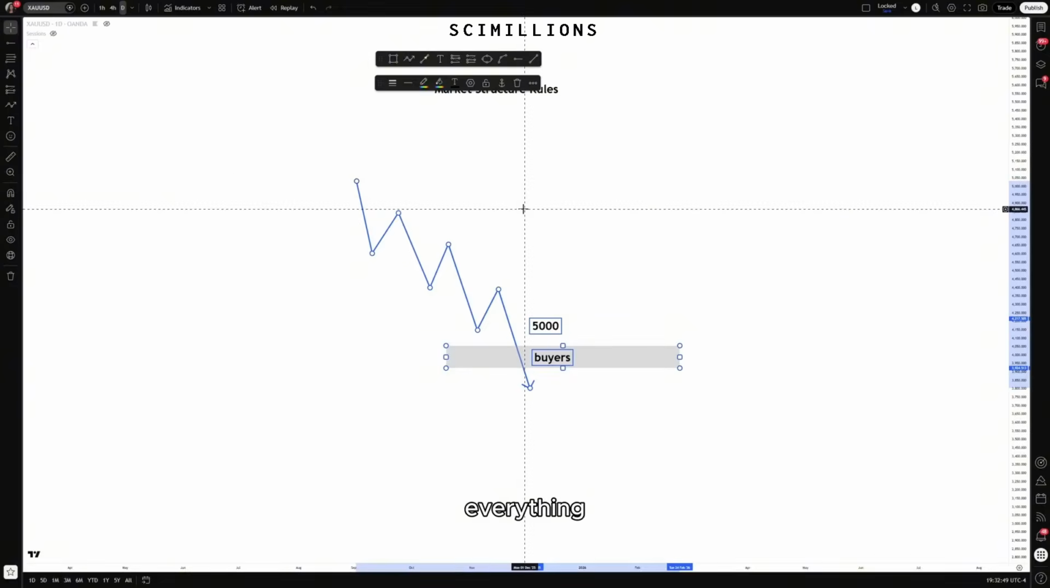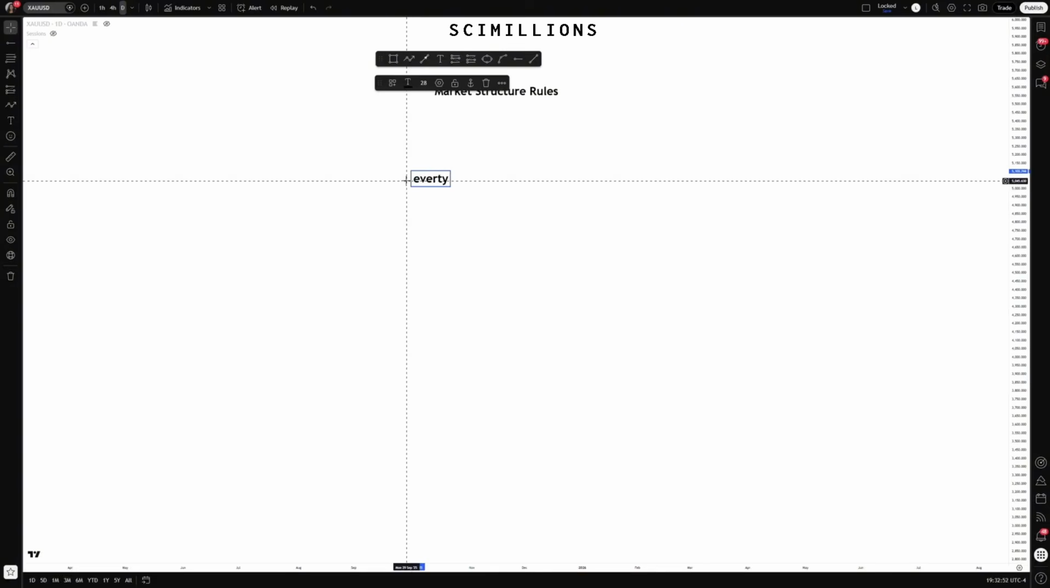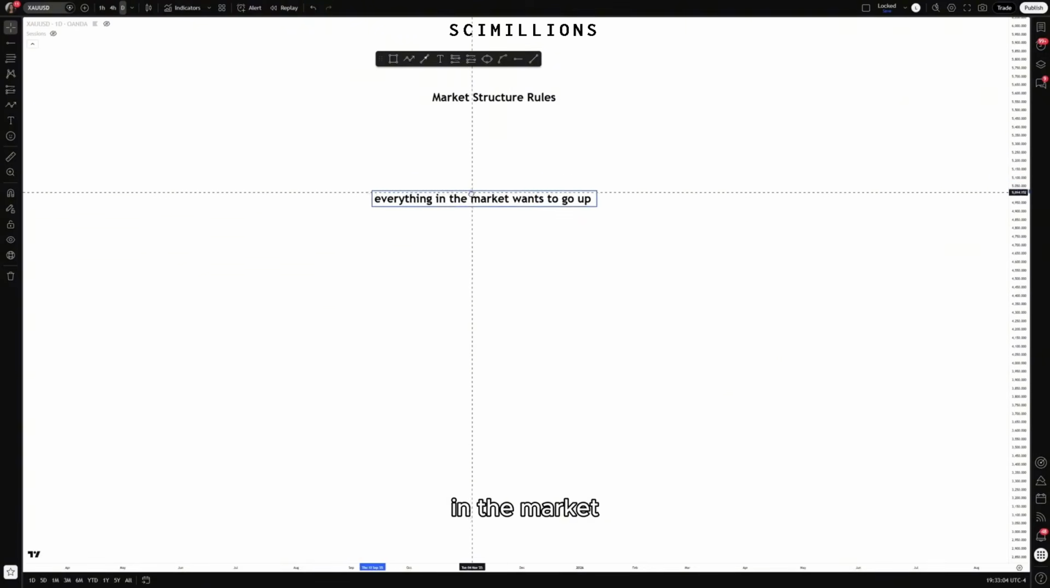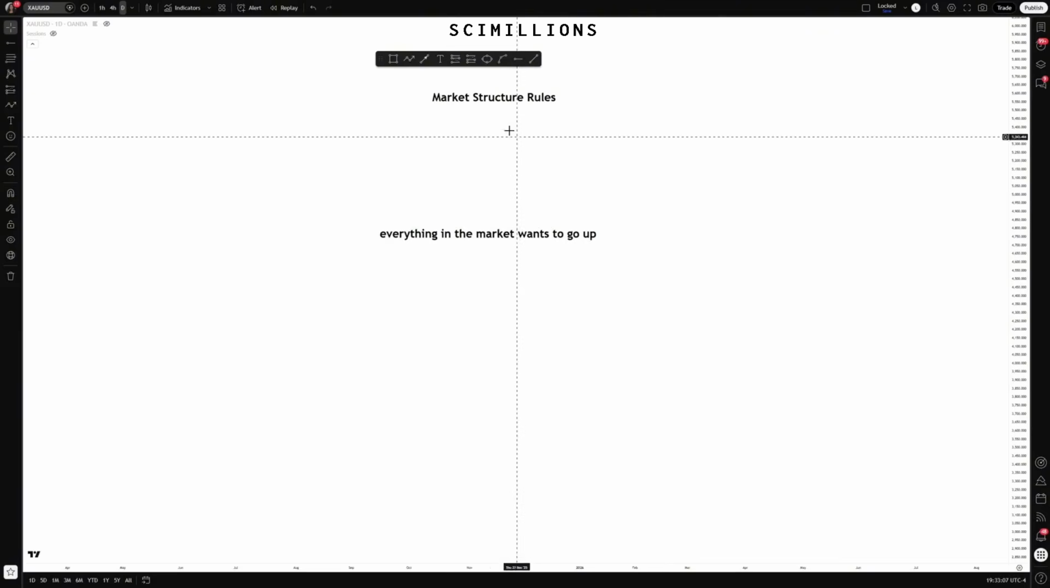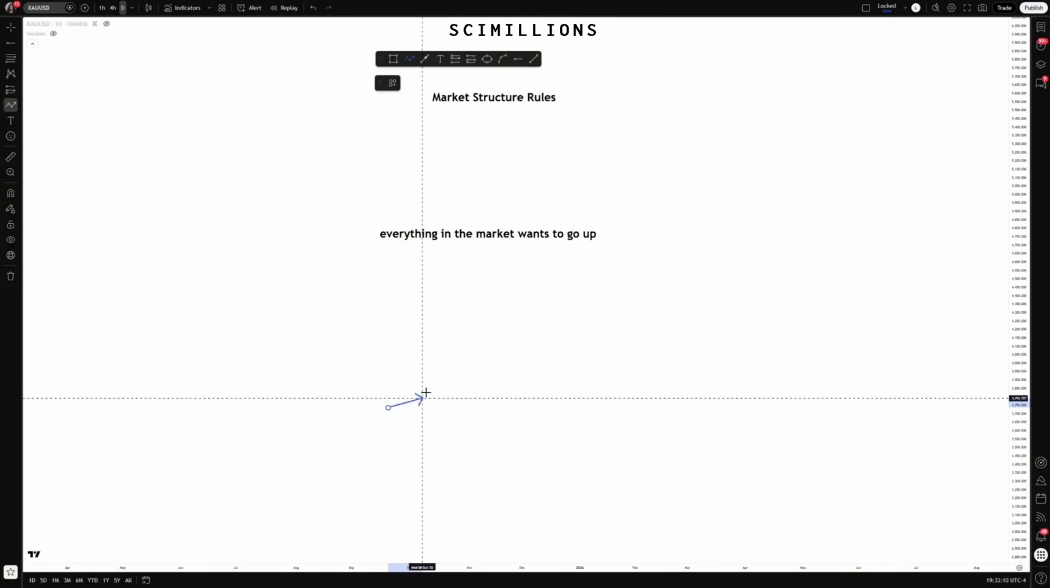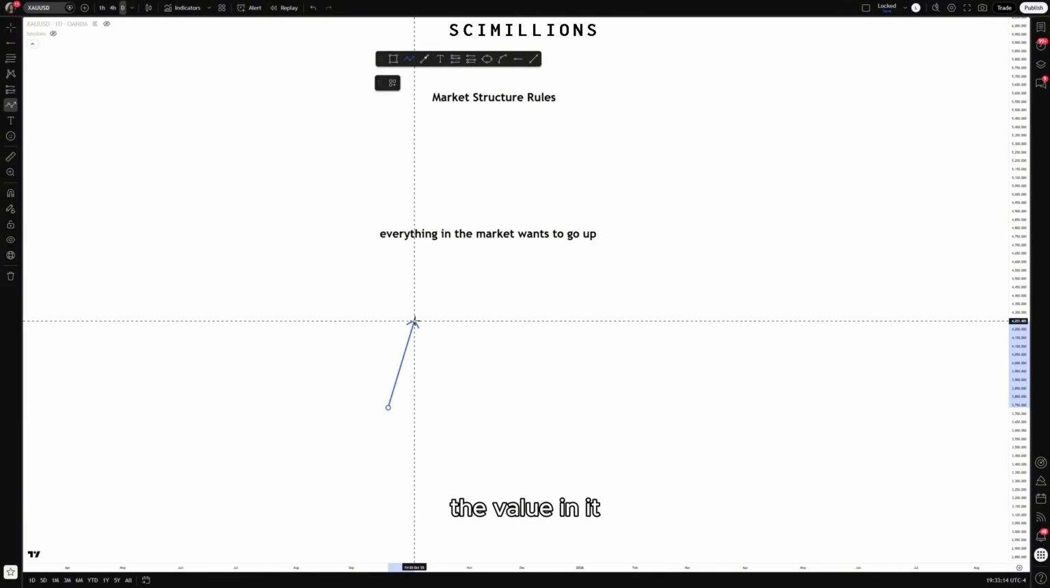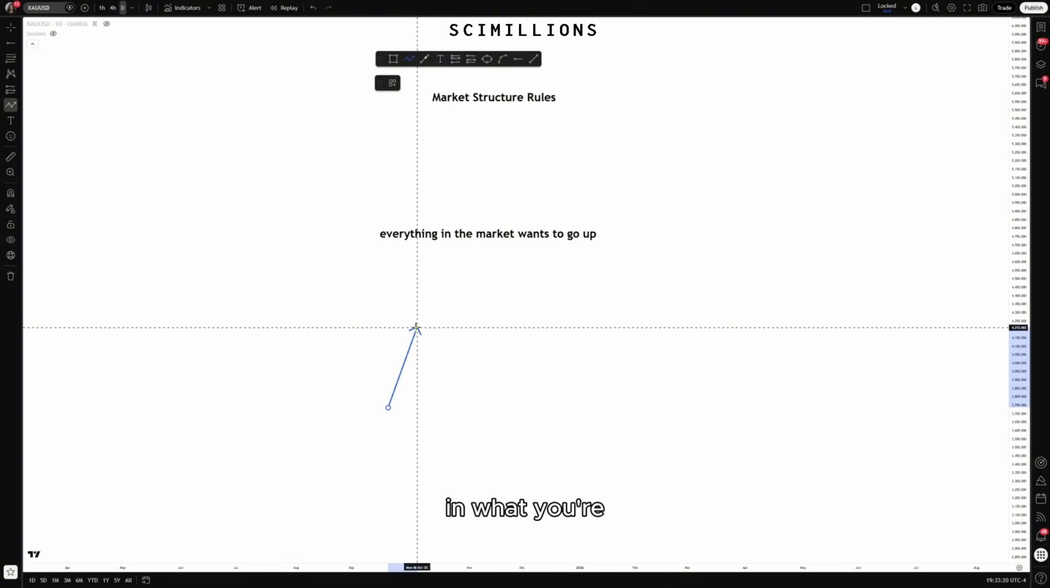Because remember, everything in the market wants to go up. Remember this. Everything that you trade wants to go up, but does the economy see the value in it? That's what you're trading. You're trading whether people actually see the value in what you're trading.